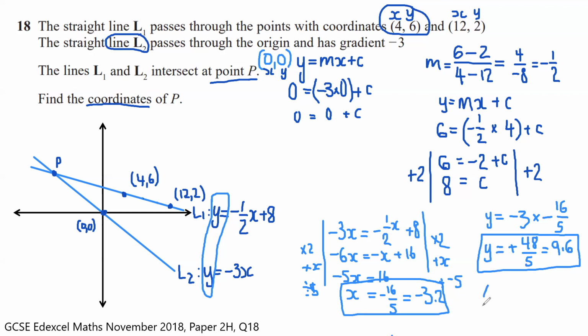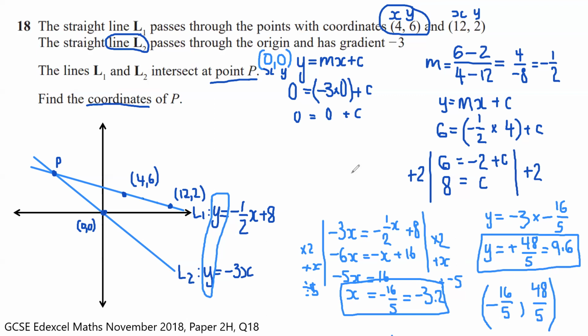So if we're going to do that, x comes first, remember, so we're getting negative 16 over 5, 48 over 5 will be our final coordinate. Obviously, if you don't particularly like fractions and you want to write it as negative 3.2, 9.6, that's absolutely fine as well. You would get the marks for this. This is our final answer here.